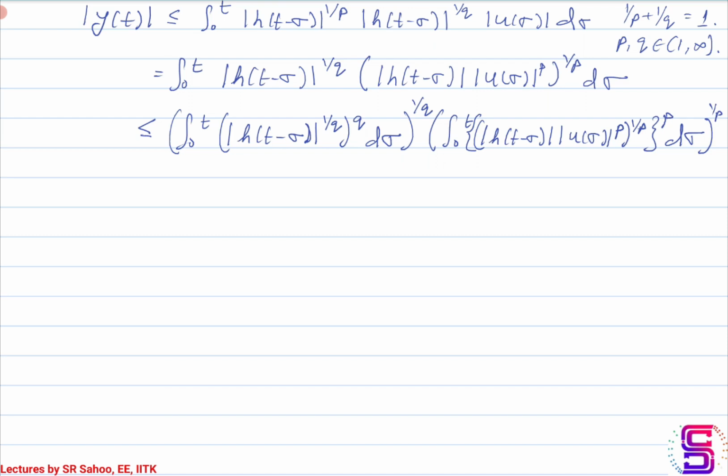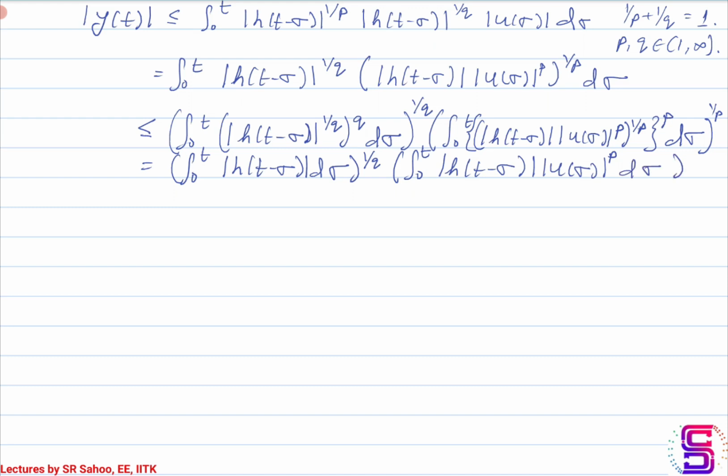Okay, so this is nothing but equal to the integral from 0 to t of mod of h(t minus sigma) d sigma, raised to the power 1 by q, multiplied by the integral from 0 to t of mod of h(t minus sigma) mod of u(sigma) raised to the power p d sigma, the whole thing raised to the power 1 by p.